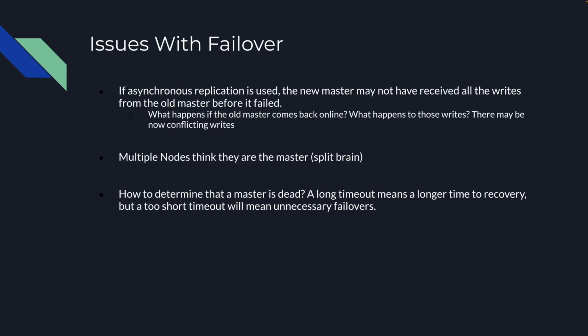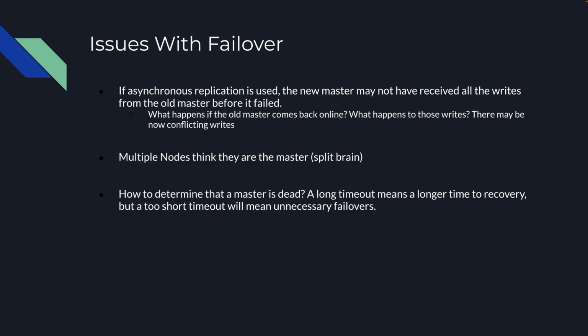There are some issues with failover, and the first is if asynchronous replication is used, then the new master may not have received all the writes from the old master before it had failed. What happens if the old master comes back online? What happens to those writes between the time the old master failed and the new one started accepting writes? There's potential for conflicting writes here. There might be an issue where you actually have multiple nodes that think they are the master.